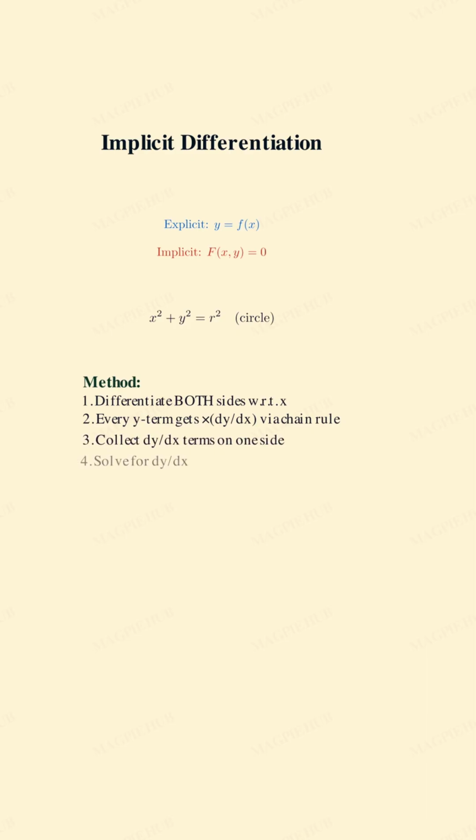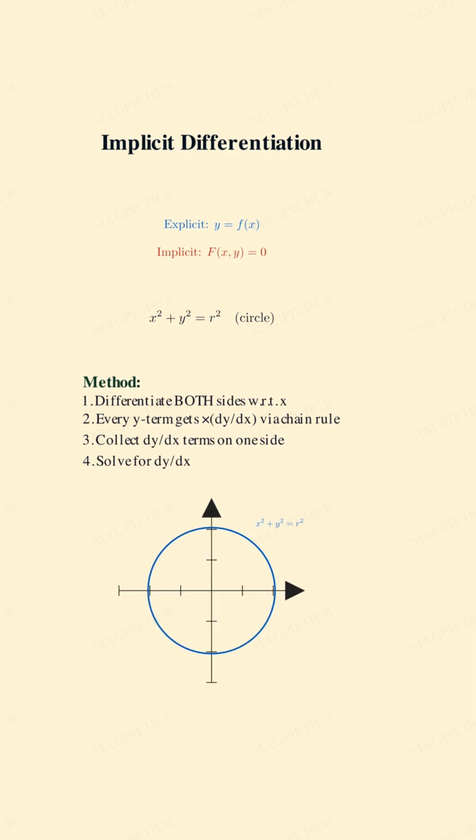The method: differentiate both sides with respect to x. Crucially, every time you differentiate a y term, multiply by dy by dx because y is implicitly a function of x. This is the chain rule. Then collect all dy by dx terms on one side and solve algebraically. On the graph, see the circle. At every point, implicit differentiation gives the slope of the tangent.